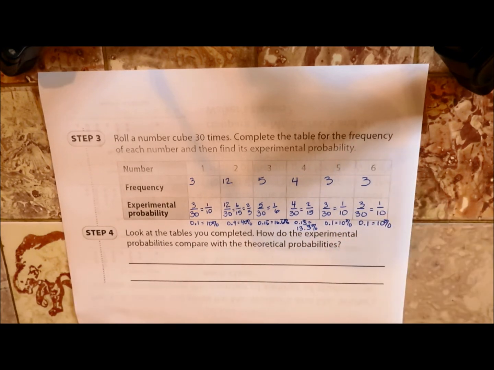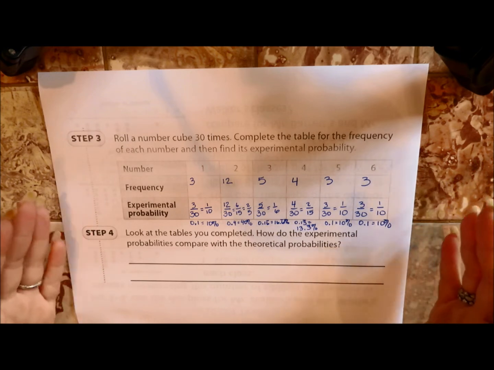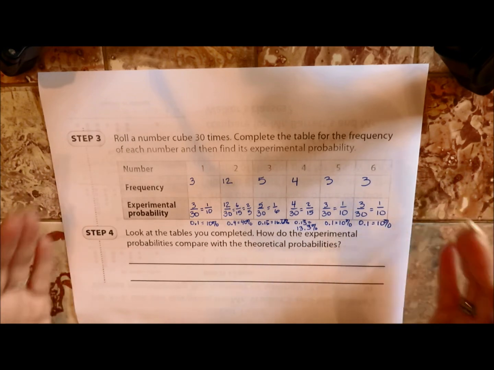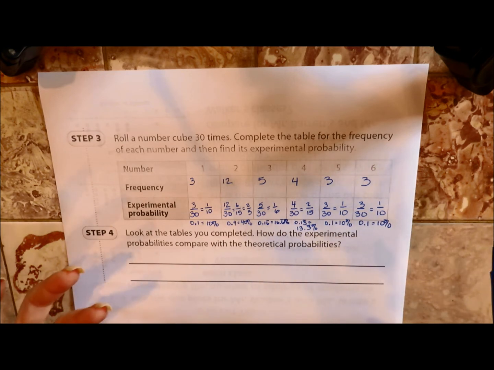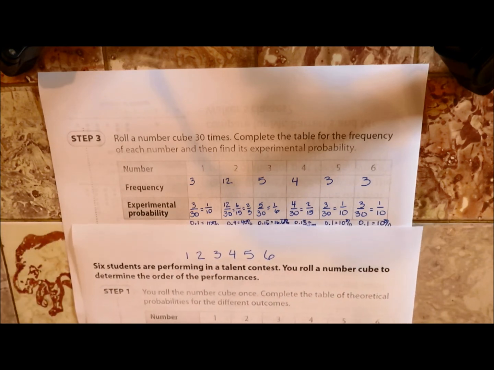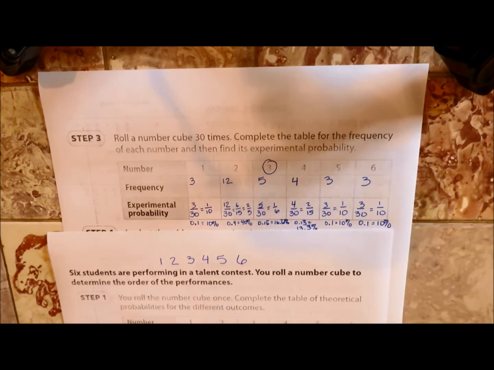So look at the two tables you completed. Remember this one we did where, because it was theoretical, everything was the same. It was all 1/6. This one is experimental. I actually rolled the dice. Are my probabilities the same? For the most part, no. My probabilities are not the same. It was only the 3 that came out the same.